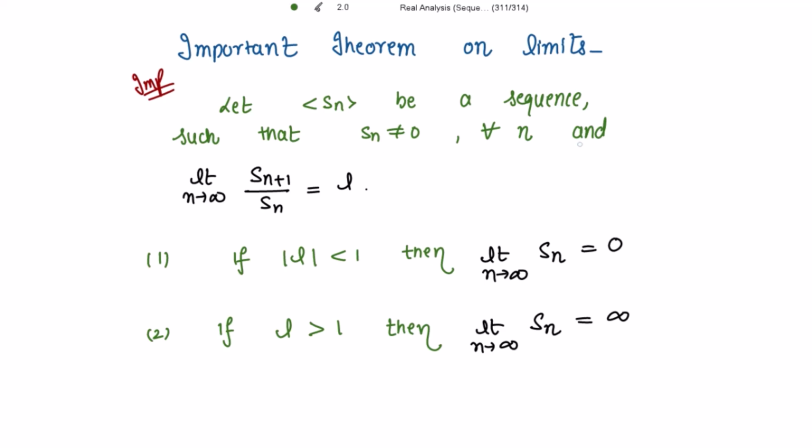Let Sn be a sequence such that Sn is not equal to 0 for all n, and limit n tends to infinity of Sn plus 1 divided by Sn equals L. Now there are two conditions. If mod L is strictly less than 1, then limit n tends to infinity of Sn will be equal to 0. And if L is strictly greater than 1, then this limit comes out to be infinity. So on the basis of this theorem, we are going to solve those examples.